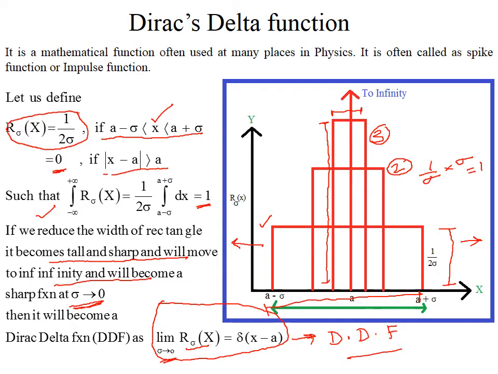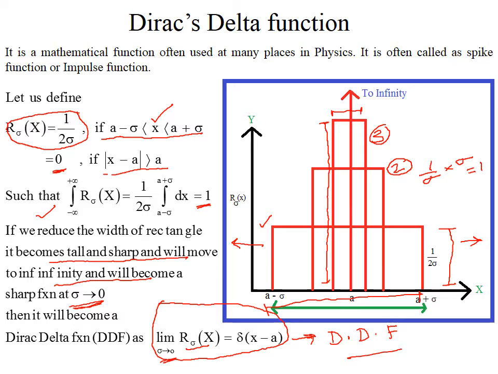Otherwise, the value of the function is always 0 whenever you go towards the left-hand side or the right-hand side of this rectangle, that is, mod of x minus a is greater than sigma. Then we can always say that if we integrate this function from minus infinity to infinity, the total result comes out to be 1.